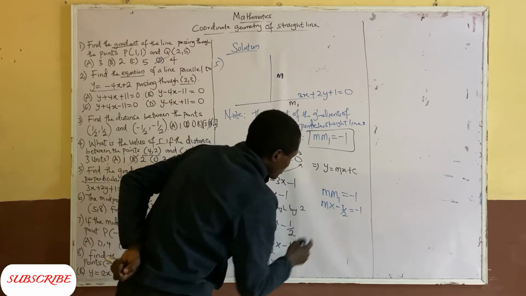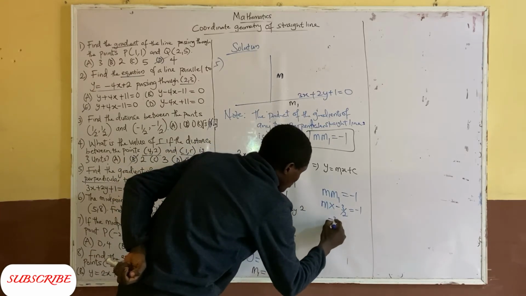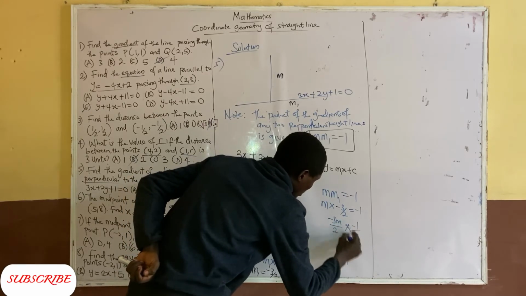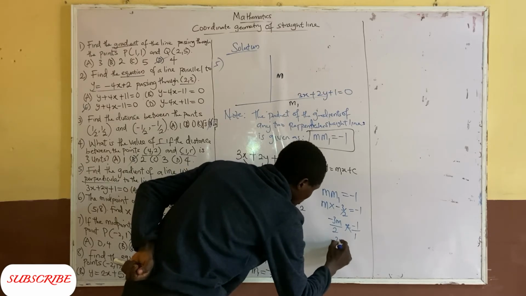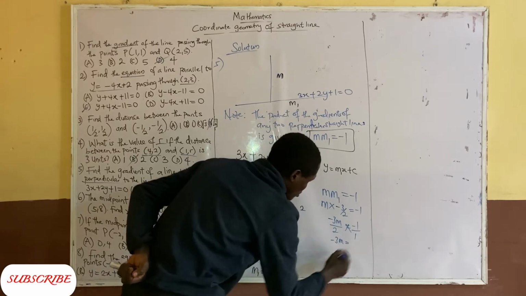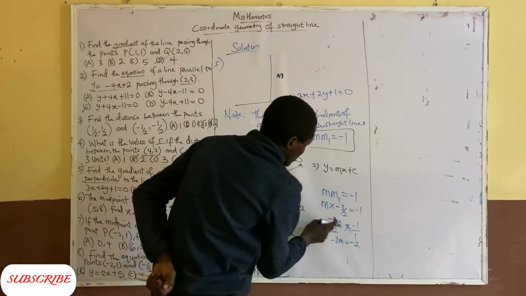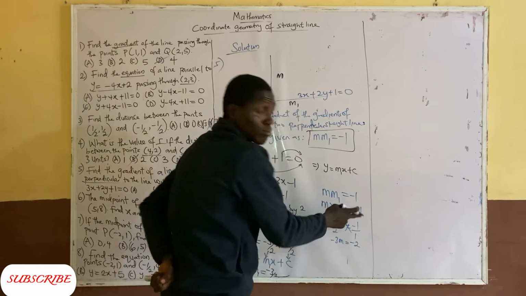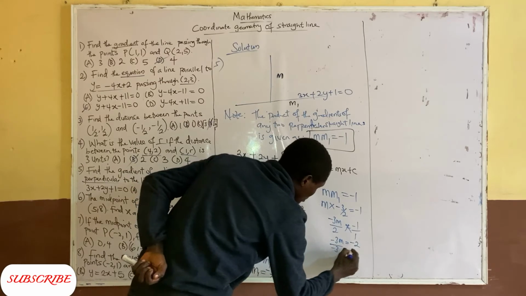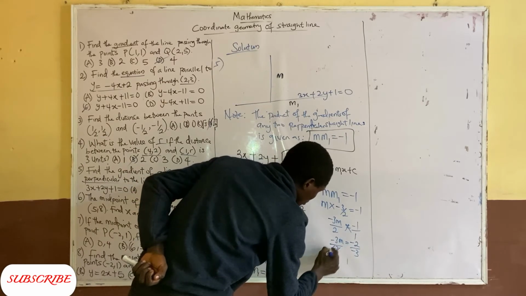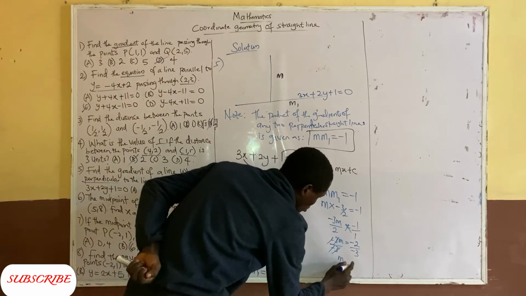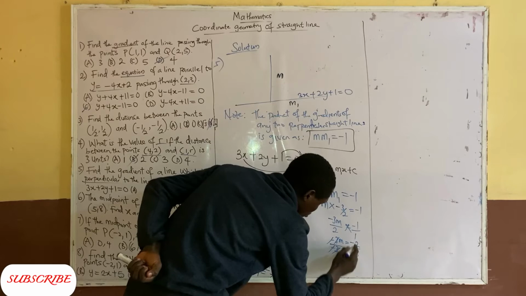So in this case now, m times minus 3 is minus 3m all over 2 equal to minus 1. So cross multiply, you have minus 3m equal to 2 times minus 1, which is minus 2. So divide both sides by minus 3. So this one cancels out; minus cancel minus becomes plus, so you don't need to write that plus.